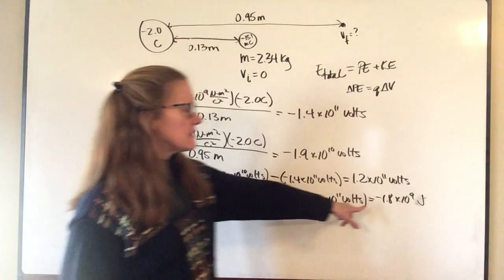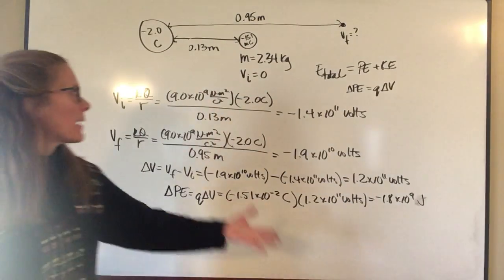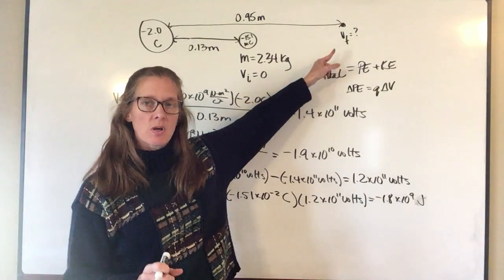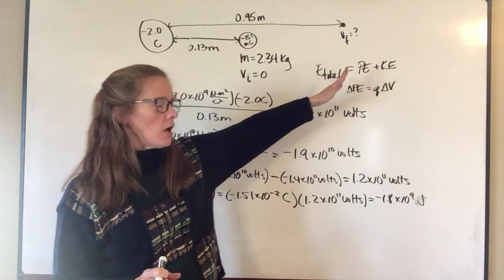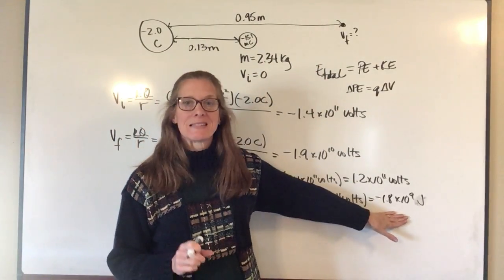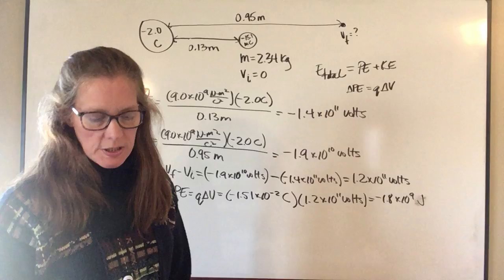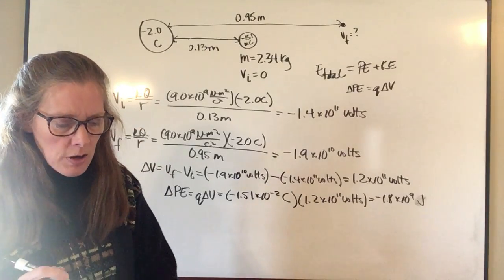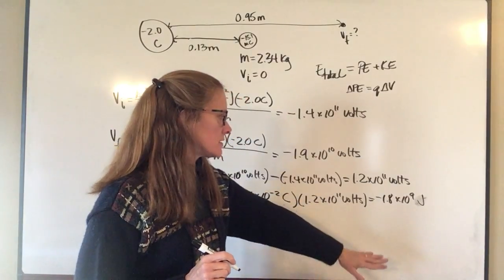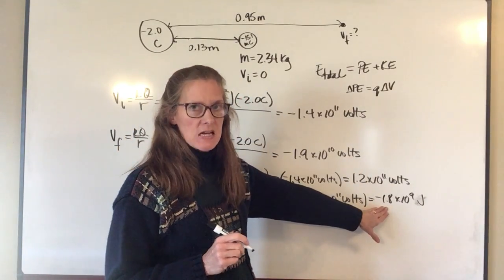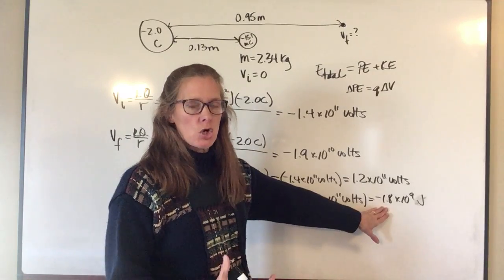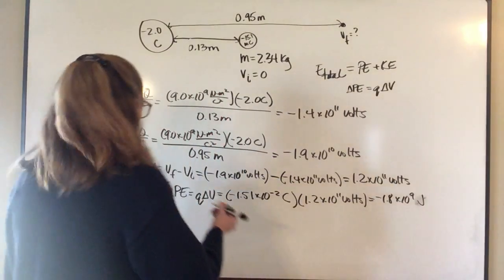Potential energy is negative. Is that what I would have expected? Yes, because it's repelling, it's going that way, so kinetic energy is increasing. If kinetic energy is increasing, then I expect a corresponding decrease in potential energy. Okay, so now that I know what the change in potential energy was, if I know I'm going to have a decrease in potential energy, that corresponds to an increase in kinetic energy.